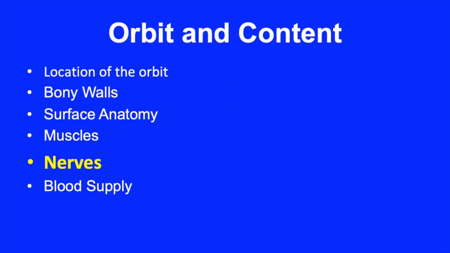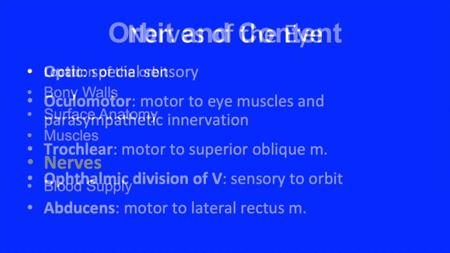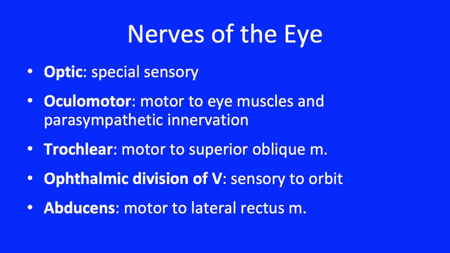We now move to the nerve supply of the eye, and we have discussed these previously. The nerves of the eyes are listed here: the optic, oculomotor, trochlear, ophthalmic division of 5, and the abducens. Let's go in order and describe what they do.